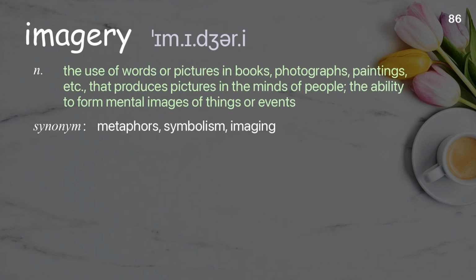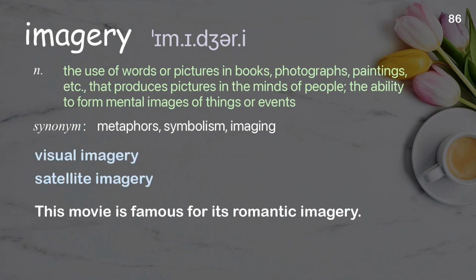Imagery. The use of words or pictures in books, photographs, paintings, etc., that produces pictures in the minds of people, the ability to form mental images of things or events. Examples: Visual imagery. Satellite imagery. This movie is famous for its romantic imagery.